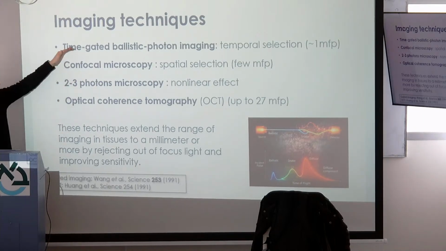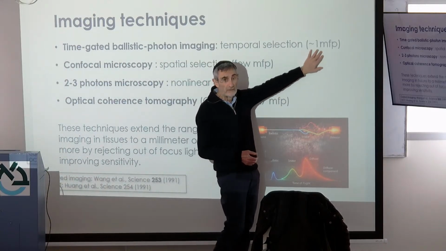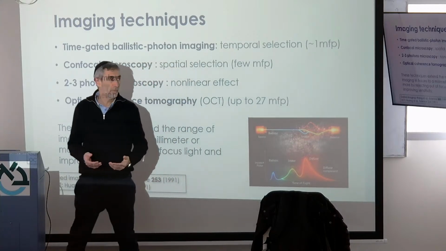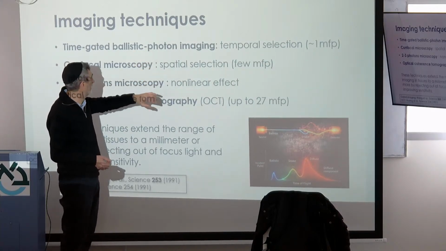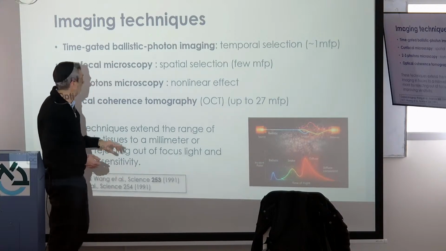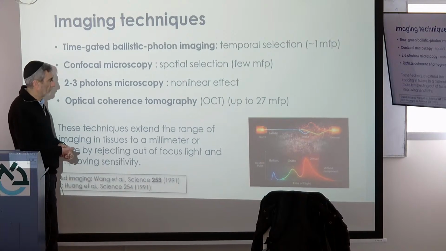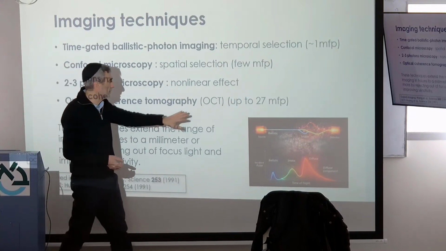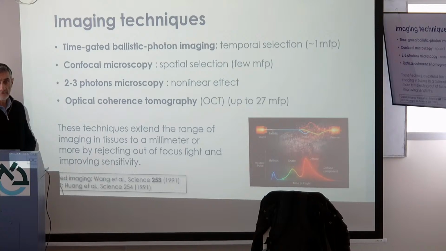You see that these different techniques can explore deeper and deeper inside the medium. I put here one mean-free path. We know that the mean-free path in optics for tissues is about a few tens of microns. So that's the deepest you can reach, one mean-free path. Here, a few mean-free paths; this one can be optimized depending on the type of object that you want to image. And OCT is probably one of the best, going down to 20 to 50 mean-free paths. So it's quite interesting.